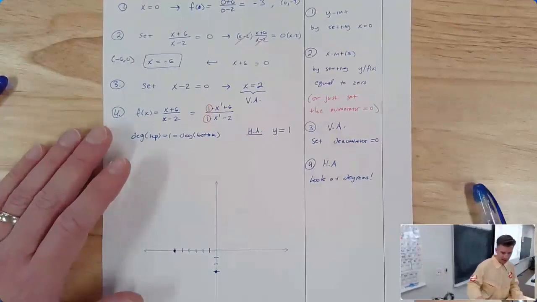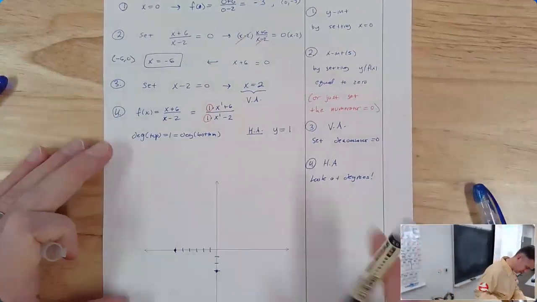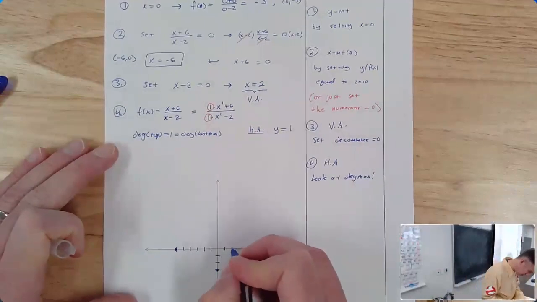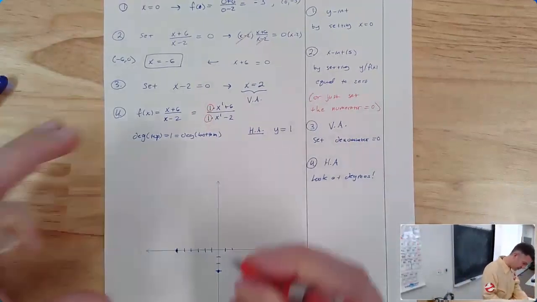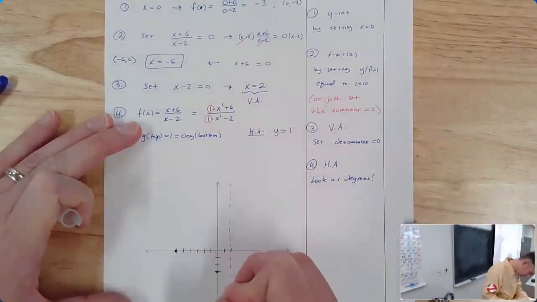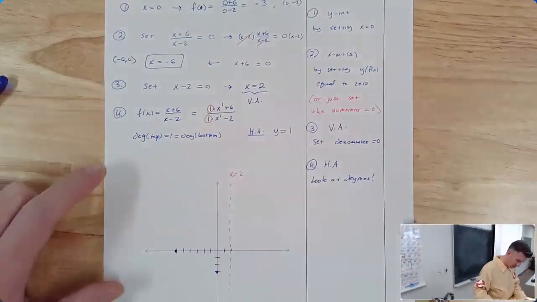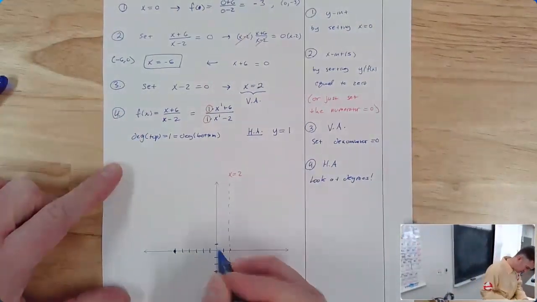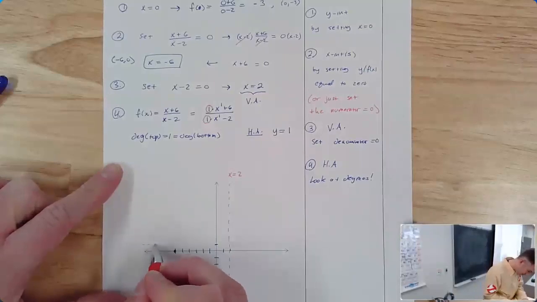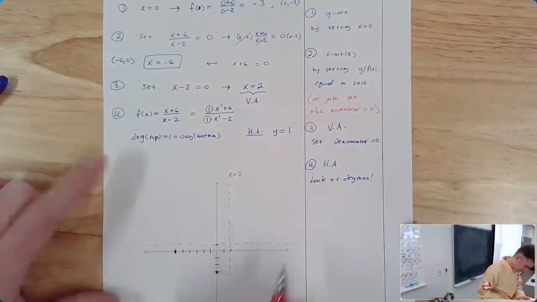So I'm going to draw a dashed line. I don't think you need to use a different color, but I'm going to use a different color just for the fun of it. So here's my vertical asymptote, x equals 2. I do like to label it. And then my horizontal asymptote is going to be y equal to 1.